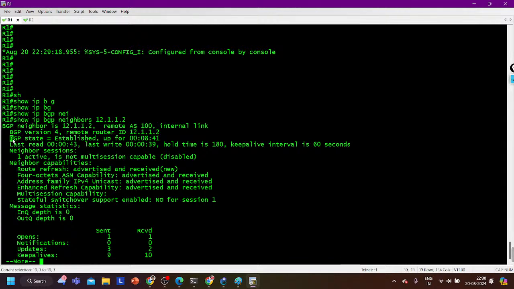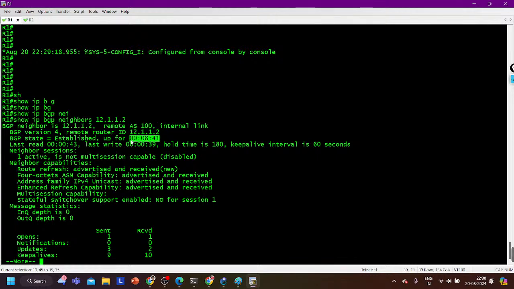So BGP state is established. While troubleshooting, you will be checking this state only, right? If there is an issue with BGP neighborship, we will discuss the BGP state. We have multiple states in BGP. How BGP neighborship can get stuck in active state or idle state, right? But this time the BGP state is established and the neighbor is up.